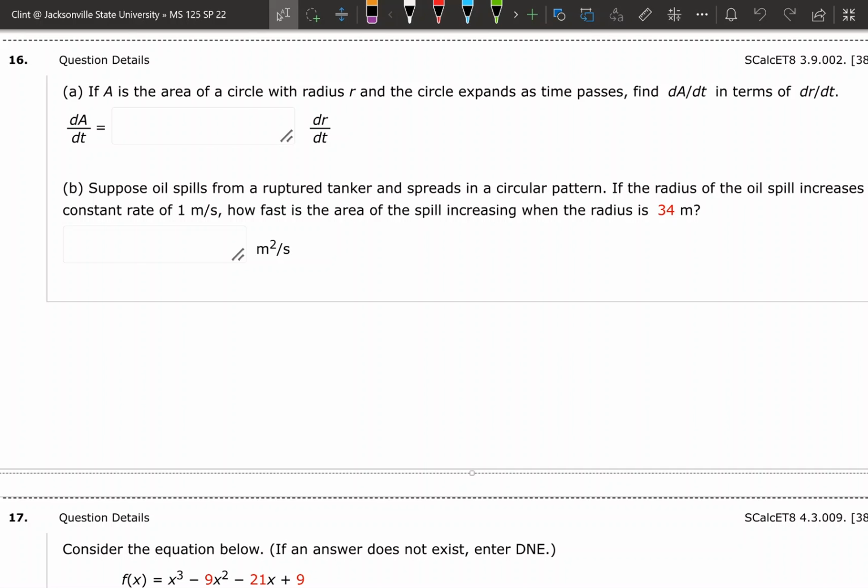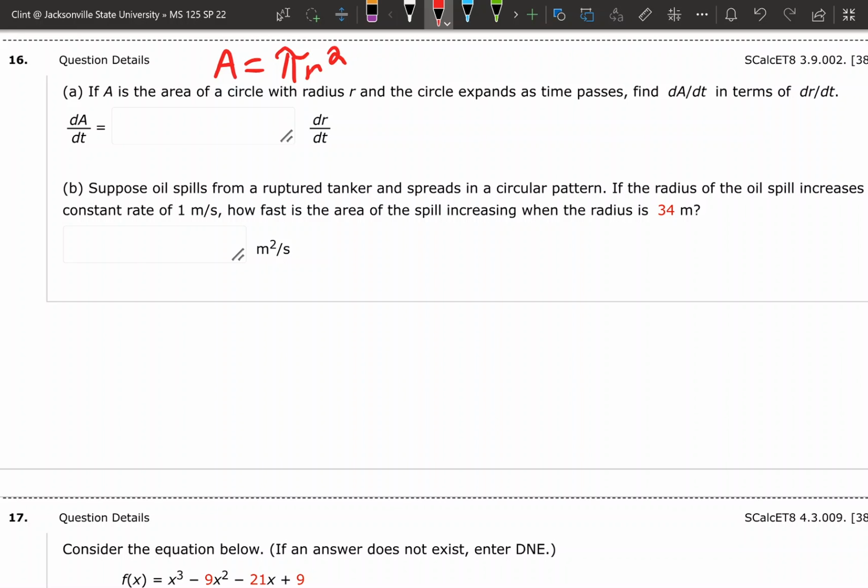Okay, part A says if A is the area of a circle, so we need that formula. A is the area of a circle with radius r, and the circle expands as time passes. Find dA/dt in terms of dr/dt. It's a little confusing to me the way they've got that worded, and then they've got the dr/dt stuck over there by the end of the answer box. It just seems like it'd be easier if they just said find a formula for dA/dt.